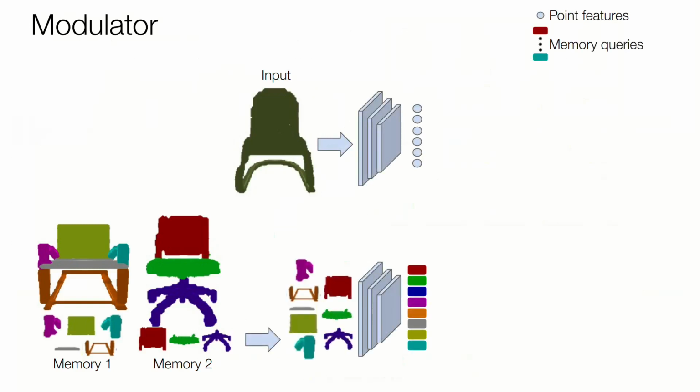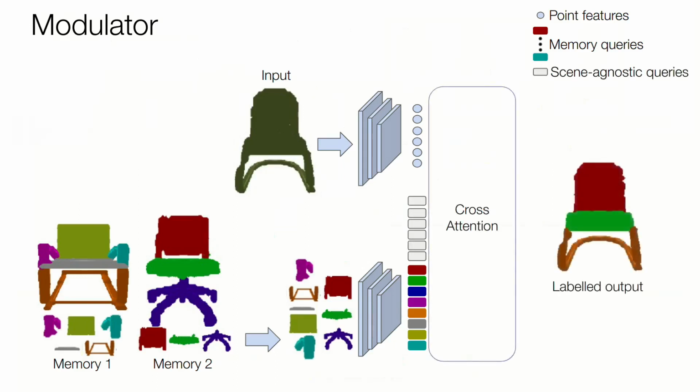Each part segment in our retrieved memory is encoded into a query vector that is used as a slot to decode analogous parts in the input point cloud. We also use a set of scene-agnostic query vectors to segment things that are not present in the retrieved memory set. When a memory part query is used to decode an input part, we say that the two parts are put into correspondence. Intuitively, we expect that memory part queries will decode analogous parts. For example, a chair seat in the memory will decode the chair seat in the input scene. Can this part correspondence emerge without semantic supervision?